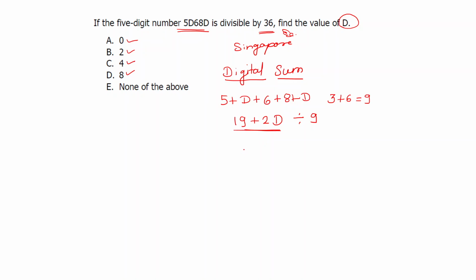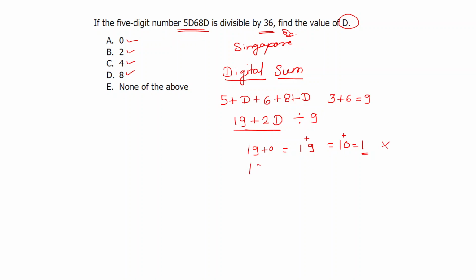Okay. Now let's see option A. 19 plus 0 is equal to 19. Let's add 1 plus 9, which is 10. Again add, which is 1. So we have to add till we get the single digit. So 1 cannot be divided by 9. So this is not an option.